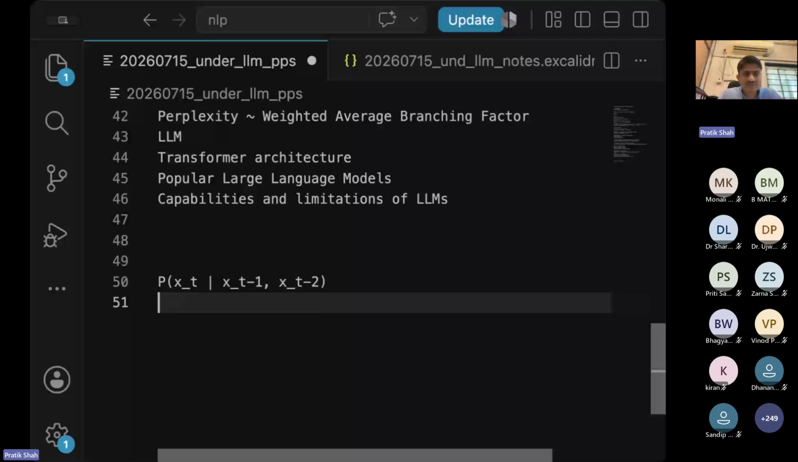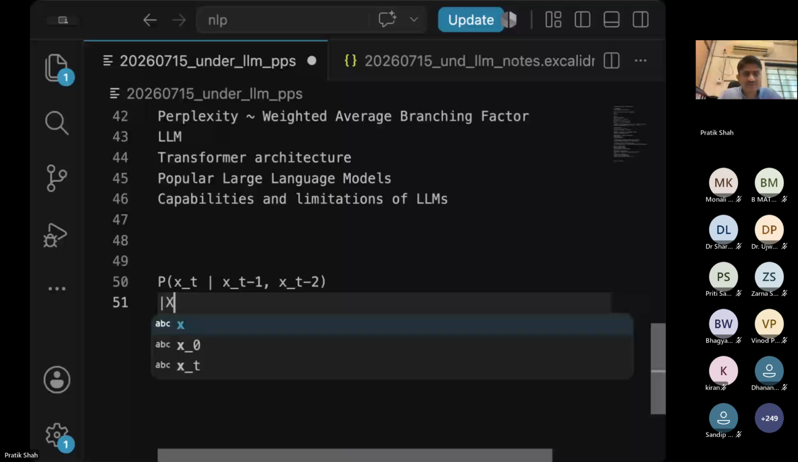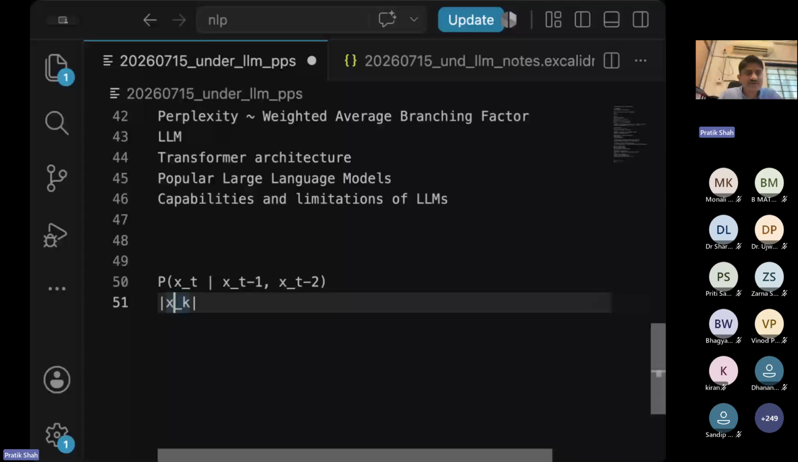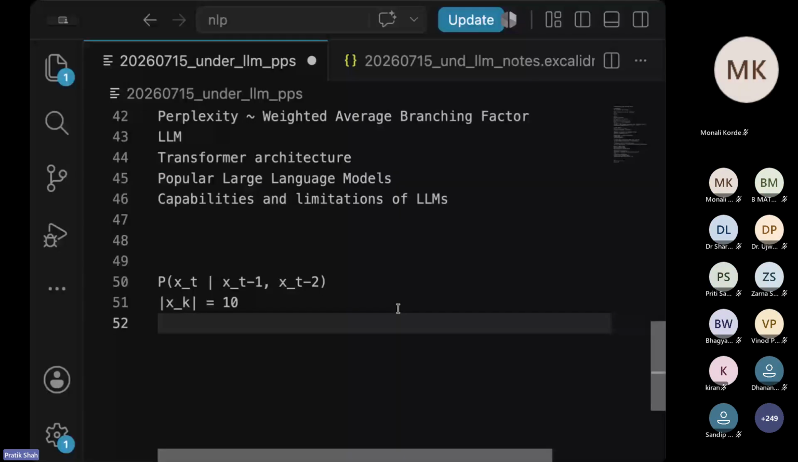xk, the size of xk essentially means the different values that xk can take. xt, xt minus 1, xt minus 2. The different values it can take is, let's say, only 10 alphabets or 10 words. Correct. The question for you is, how many such entries would be there in this probability table?